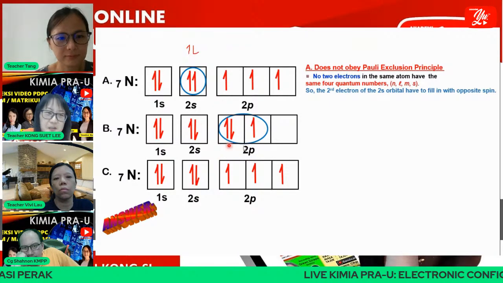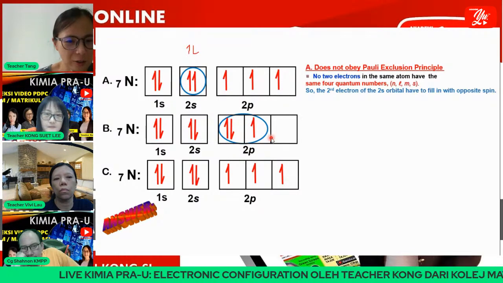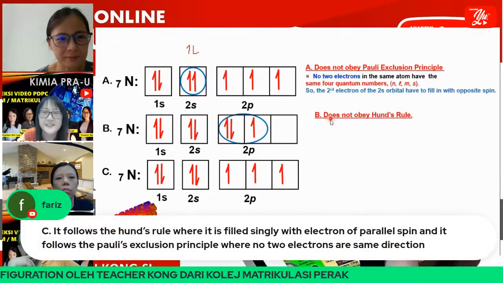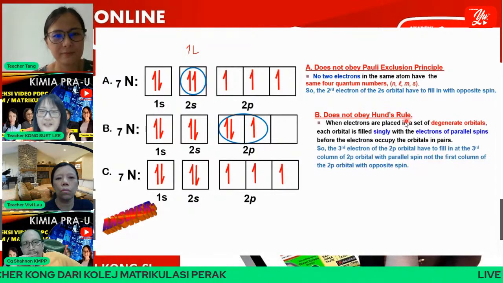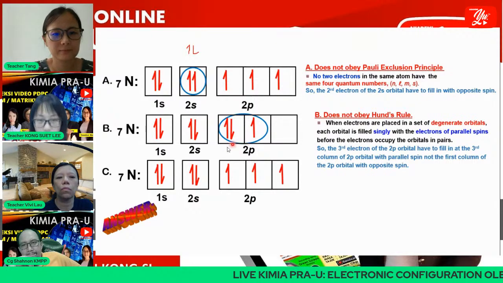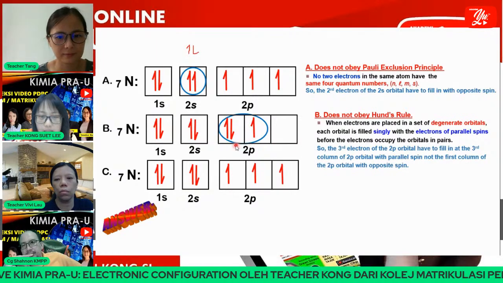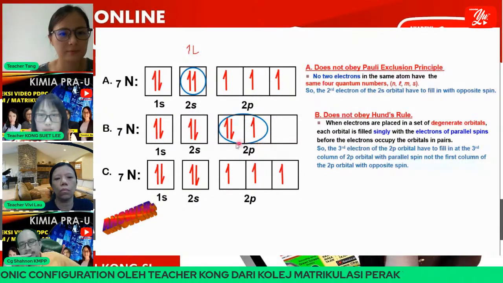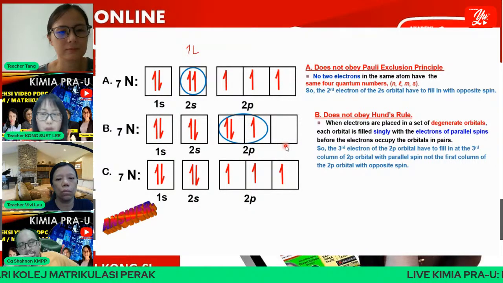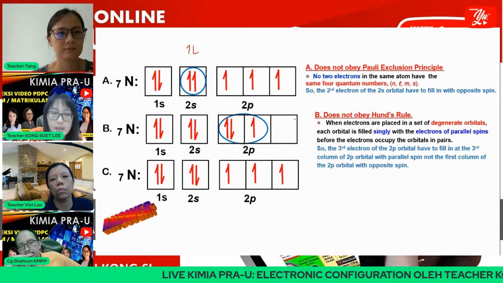For B, which rule is not obeyed? Just now someone wrote Hund's rule. Let's check. Yes, very good, it does not obey Hund's rule. Again, we have to give the definition. When electrons are placed in a set of degenerate orbitals, 2p is called degenerate orbitals, px, py, pz, each orbital is filled singly first with electrons of parallel spin before the electrons occupy the orbital in pairs.